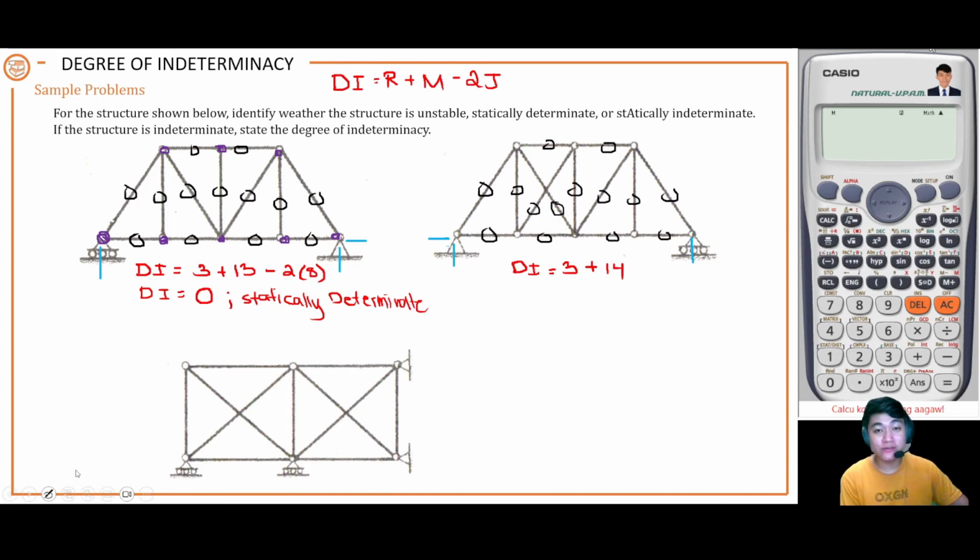Now let's count the number of joints. For the number of joints, we have 1, 2, 3, 4, 5, 6, 7, and 8. Again, we don't have any joint at this point. Tawag dyan, class, is cross bracing. So, minus 2 times 8. Therefore, the answer is equal to a positive 1. So, this is indeterminate to the first degree.